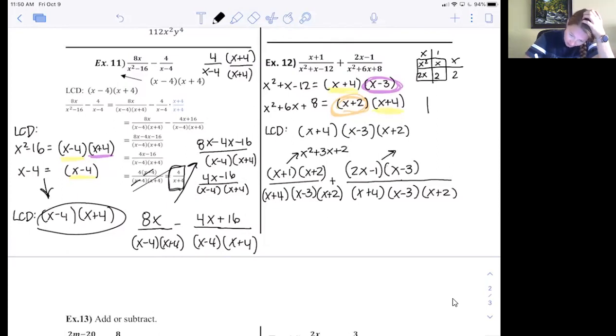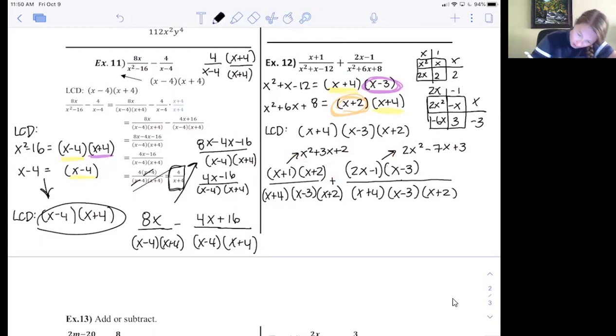And this is going to equal, so we've got 2x minus 1 and x minus 3. So we're left with 2x squared, negative x, negative 6x, and positive 3. So here I'm left with 2x squared minus 7x plus 3. So now all I need to do is add these together, because that's what I'm doing here.